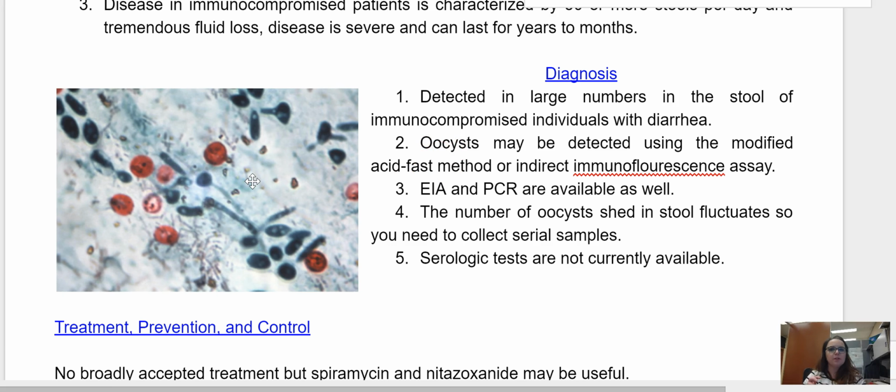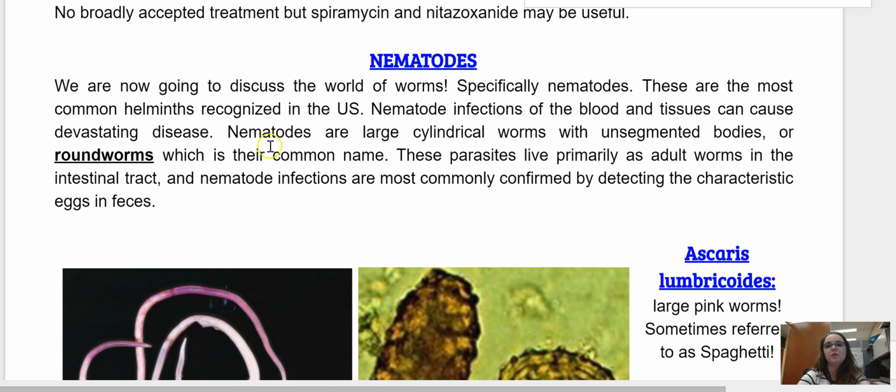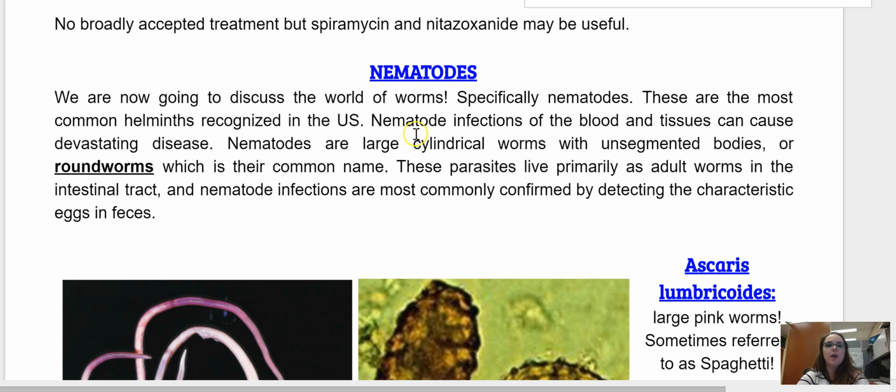If you don't remember some of the words I'm throwing around here for the parasites, like trophozoite or oocyst or acid-fast method, go back to your Merriam-Kahn self-study from Host Defense, Host Response. I think that's where I introduced parasitology, and you'll be able to find some of it there. Then we're going to move into worms. So nematodes, these are helminths. Nematodes are basically large, cylindrical, non-segmented worms.